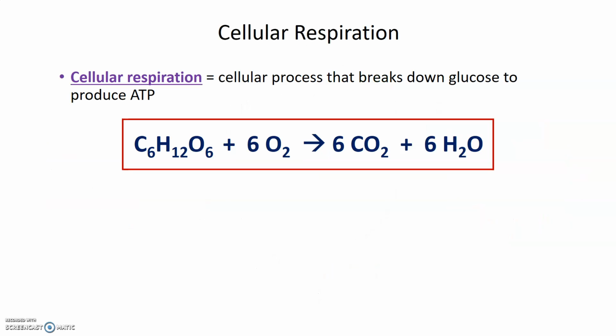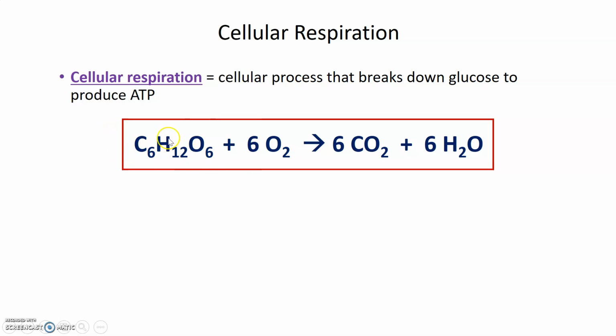called cellular respiration. And this is different from respiration that happens in your lungs. This is basically just an energy generating process that happens in the mitochondria of your cells, breaks down glucose or sugar in order to produce energy or ATP. And you can see this equation here for cellular respiration.